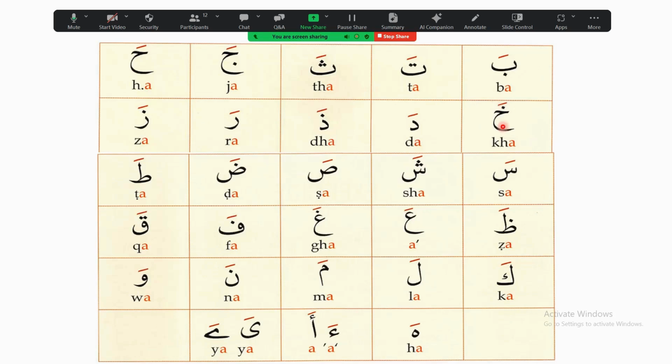Moving on to the next, this letter is the kha letter. The next letter is the dal letter, da. The tip of the tongue touches the tip of our upper teeth for this letter. The ra letter, ra. And at the end there is the letter with the buzzing sound, za. So, kha, da, dha, ra, za.